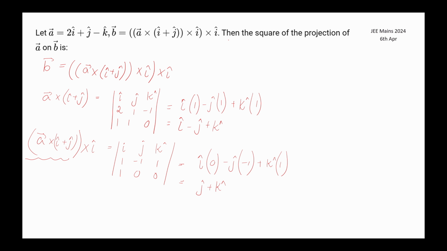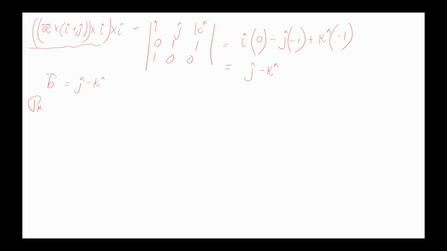Now what we have to find is the square of the projection of a vector on b vector. That means we have to find out the projection of a vector on b vector. So what would this be written as? This can be written as a vector dot b cap, or this can be written as a vector dot b vector upon b vector modulus. So let us write this down. A vector dot b vector, our a vector, let us write it down here so that we can do the dot product: 2i cap plus j cap minus k cap.